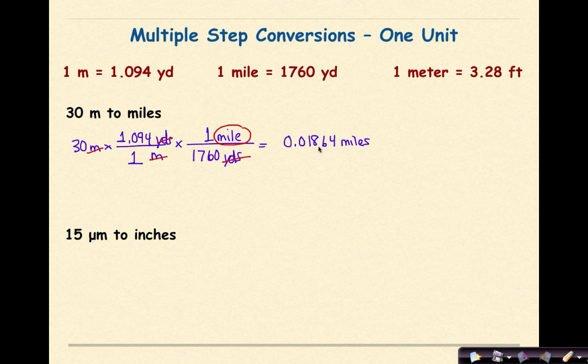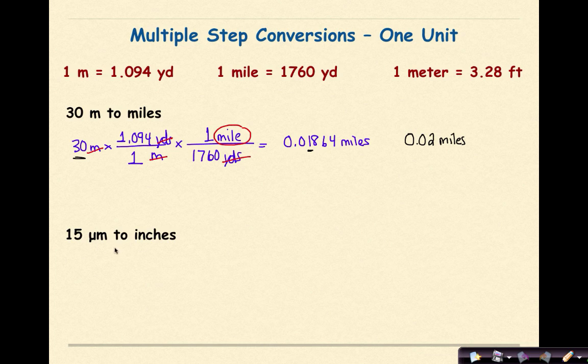Now, I can't have that many significant figures, because if I look at the beginning here, I only have 1 significant figure, which means if I go across, this is my first significant figure. So I'm going to round the 8 up. So my final answer here to 1 significant figure is going to be 0.02 miles. That will be my number of significant figures.